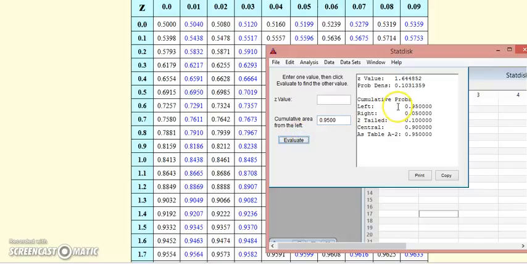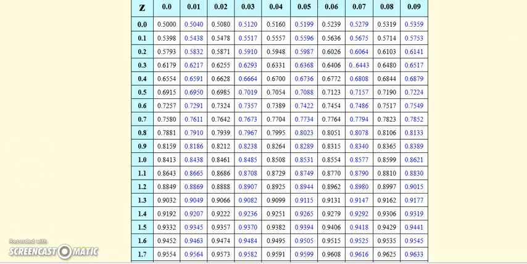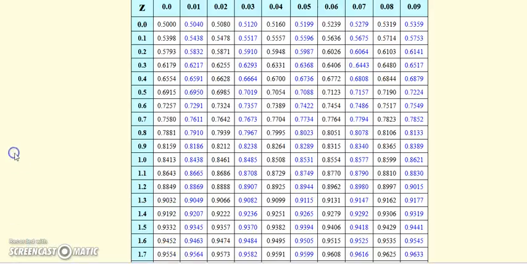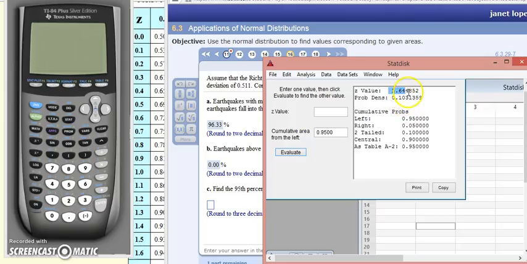When you evaluate that, it shows it here, because we're looking on the left side, and it tells us straight up it's 1.64. Then it goes on and tells us the rest of the numbers. StatDisk actually gives us the next number after that, so we're going to use that.